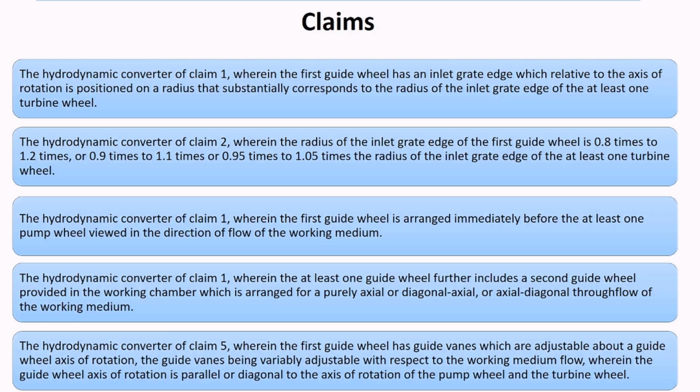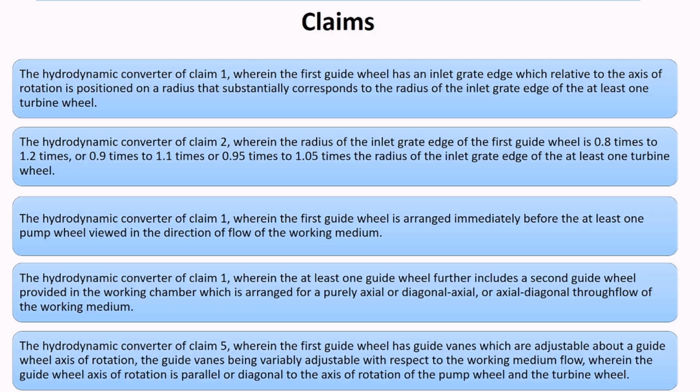The hydrodynamic converter of claim 2, wherein the radius of the inlet grate edge of the first guide wheel is 0.8 times to 1.2 times, or 0.9 times to 1.1 times, or 0.95 times to 1.05 times the radius of the inlet grate edge of at least one turbine wheel. The hydrodynamic converter of claim 1, wherein the first guide wheel is arranged immediately before at least one pump wheel, viewed in the direction of flow of the working medium.